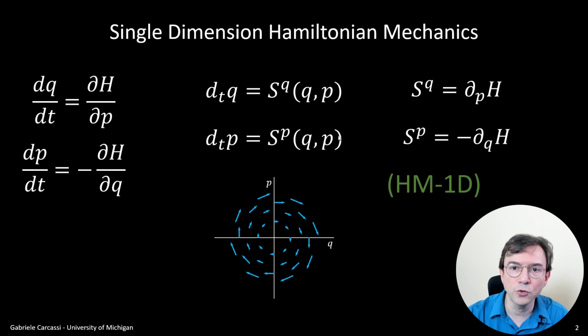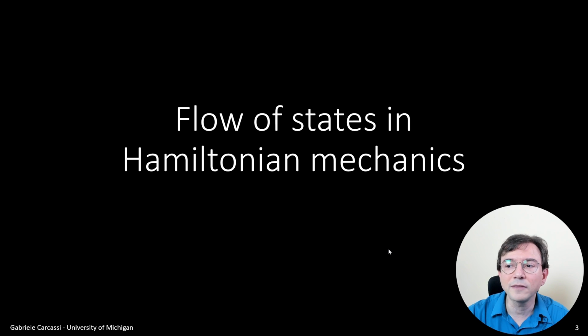And what I want you to think about in this equation is this derivative as a vector field. It's something that, for each point, tells you how the states are going to move in phase space. And then we have a relationship between this vector field and the partial derivatives of the Hamiltonian. So the first thing that we want to understand is exactly what this flow, this displacement field, is, what its characteristics are, and how we can think about it in terms of the Hamiltonian. So the first goal is to understand how states flow in Hamiltonian mechanics.